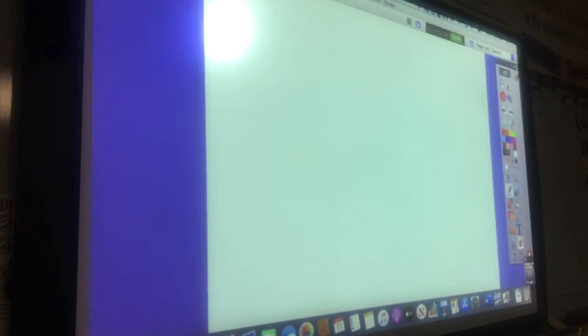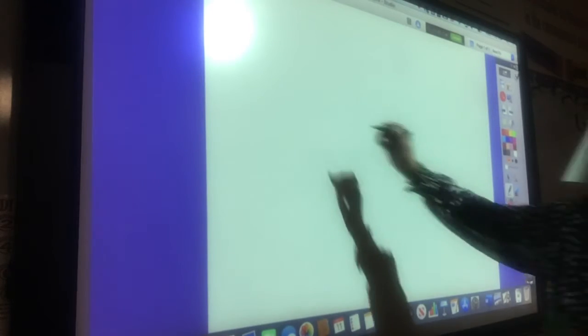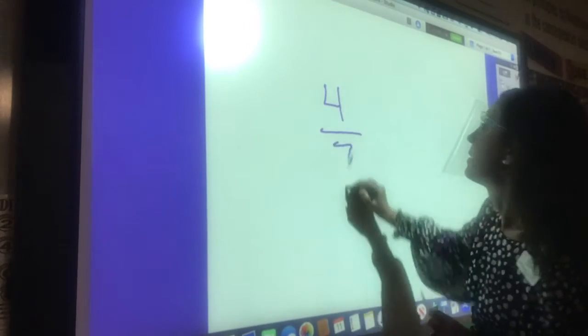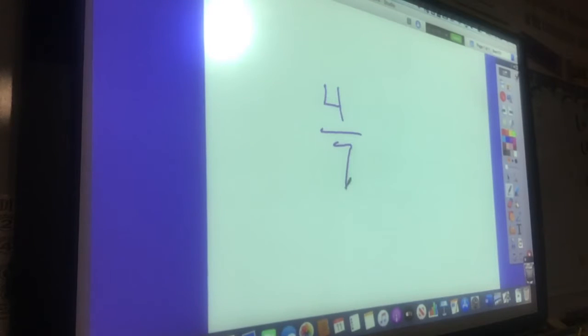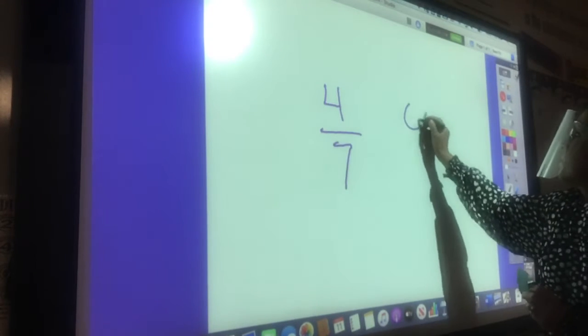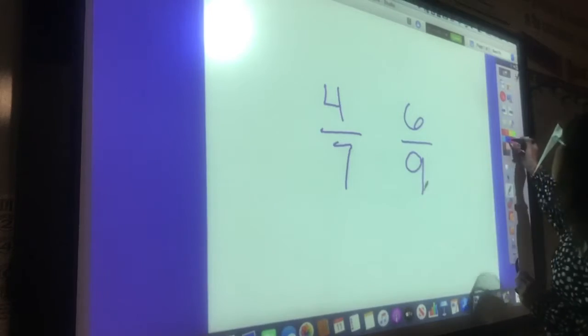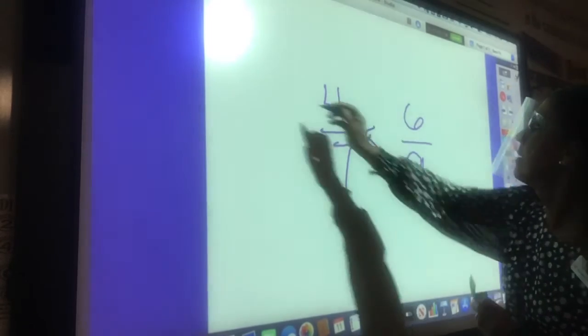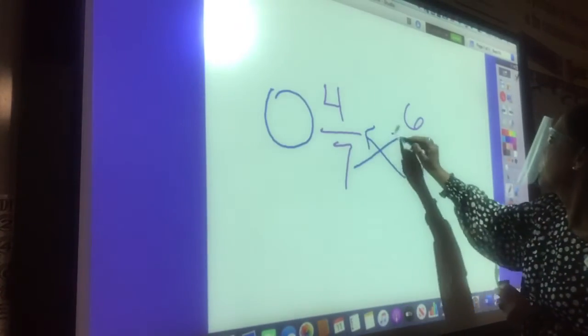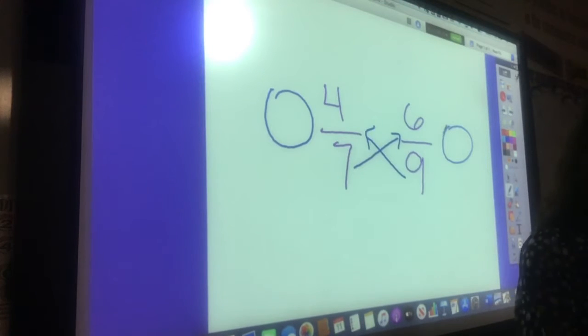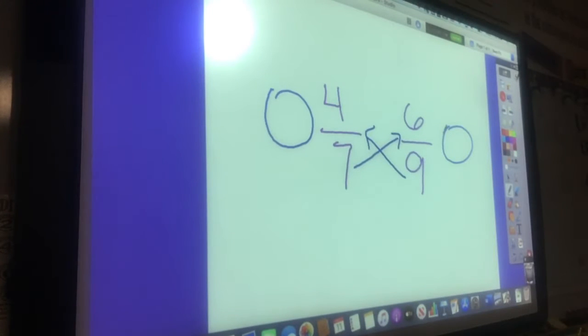Okay, let's look at 4/7 and 6/9. Okay, so again, you're gonna go this way, a number, this way, a number. Okay, so what are we gonna get for our bigger fraction? And again, the only thing you have to remember is you're always going from the bottom to the top. Okay, that's the only thing you have to remember. Don't get confused and go the opposite direction.